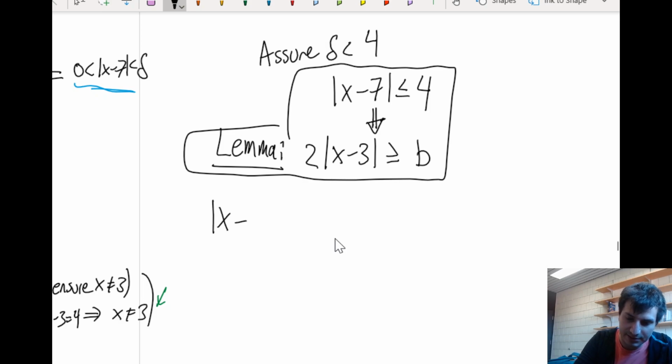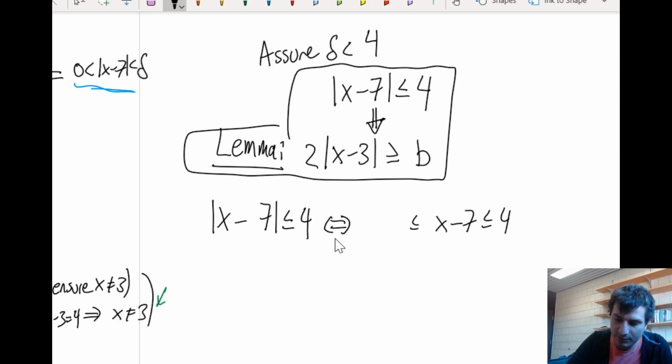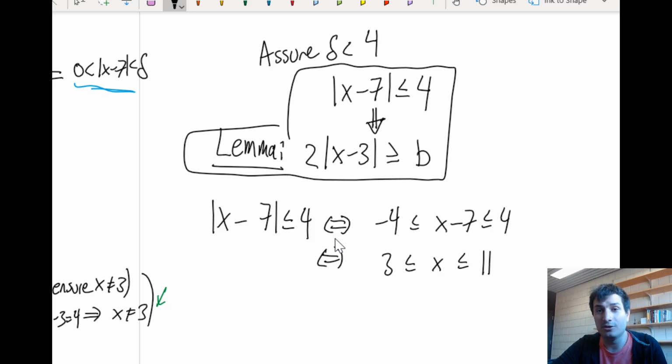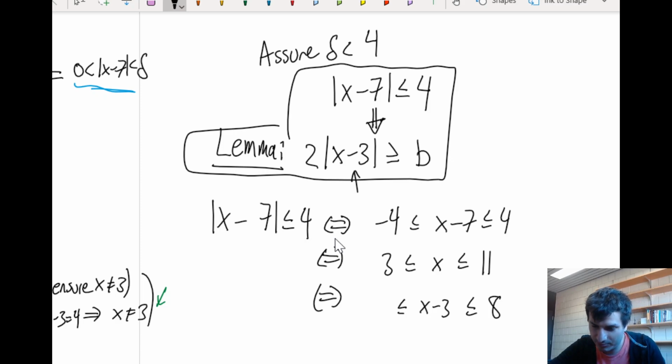So |x - 7| is less than or equal to 4. That's the same thing as x - 7 is between 4 and minus 4. Now we can add 7 to both sides. That's the same thing as 3 is less than or equal to x is less than or equal to 11. Okay, I want x - 3 though. Why don't we subtract 3 now? Because look, I'm looking for x - 3. So x - 3 is between 0 and 8. x - 3 is bigger than or equal to 0.